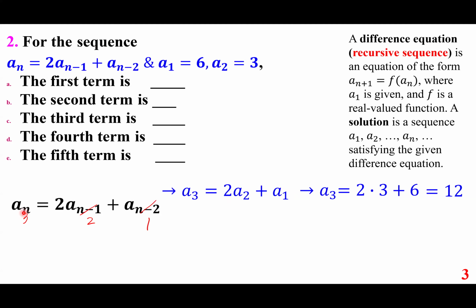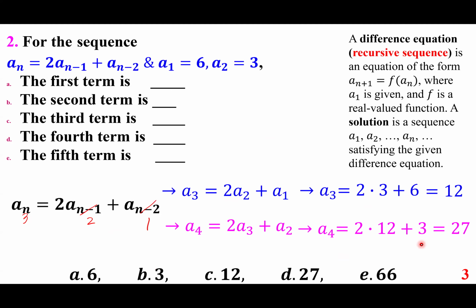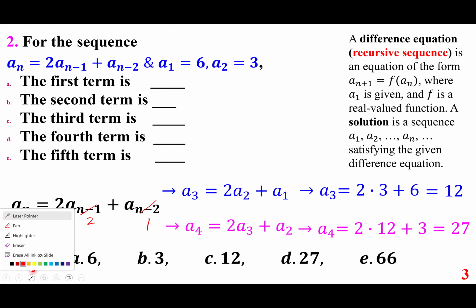Now, again, in the same manner, if I change this to 4, this becomes 3, this becomes 2, or just take a look at this one. This is a sub 3, a sub 4 is 2 a sub 3 plus a sub 2. And that means 2 times 12 plus a sub 2, which is 3. 24 and 3, 27. And I'm going to assume you can figure out the last one on your own in the same manner.